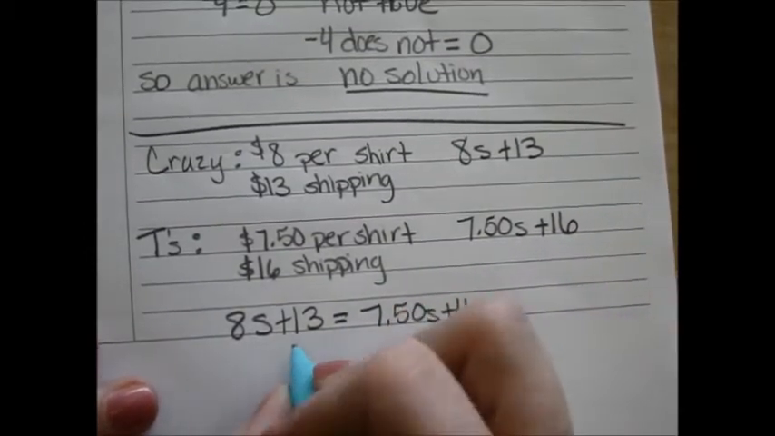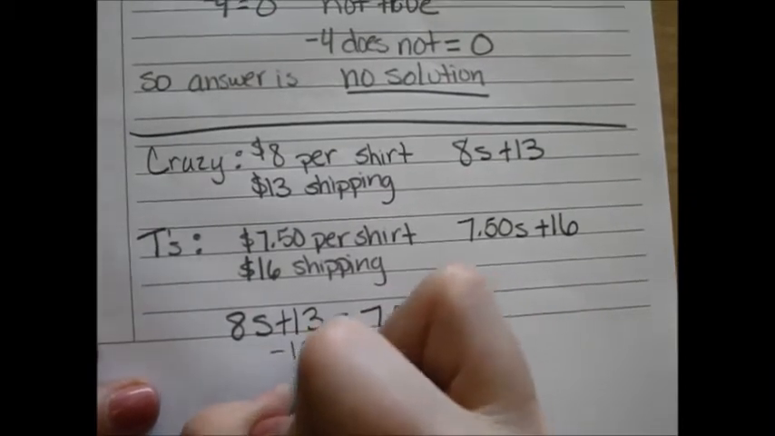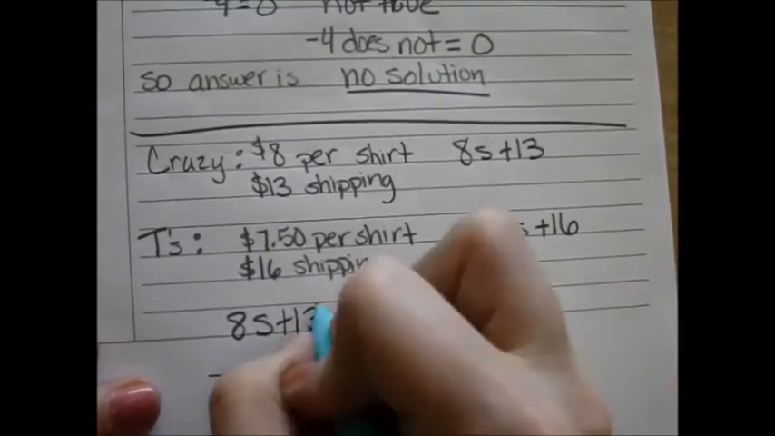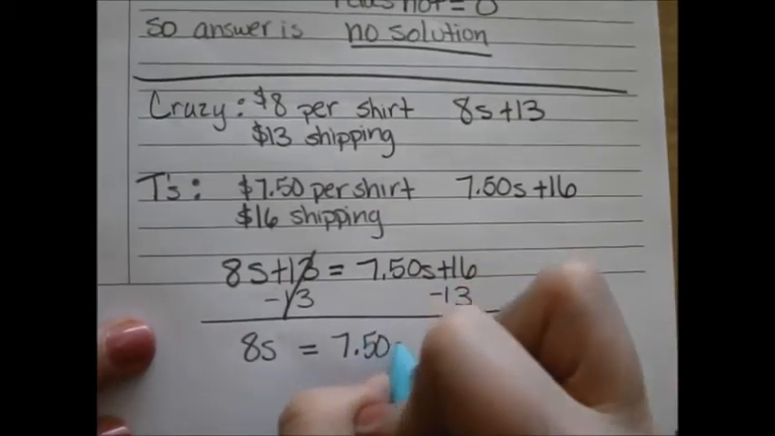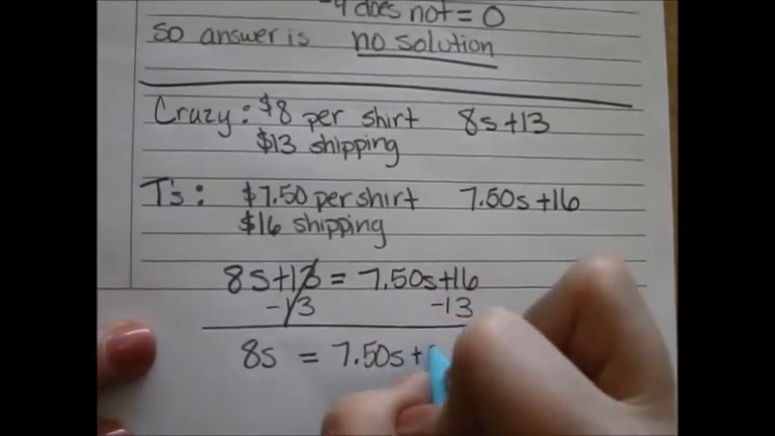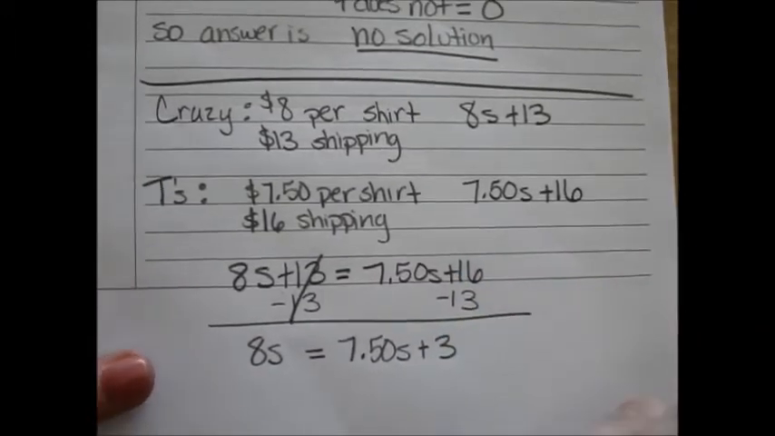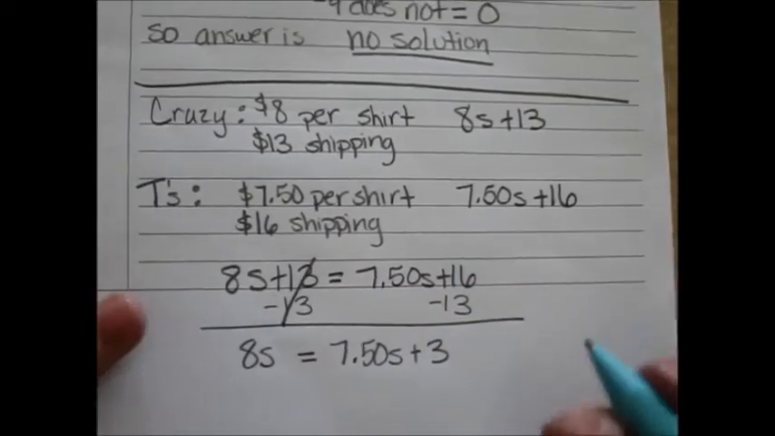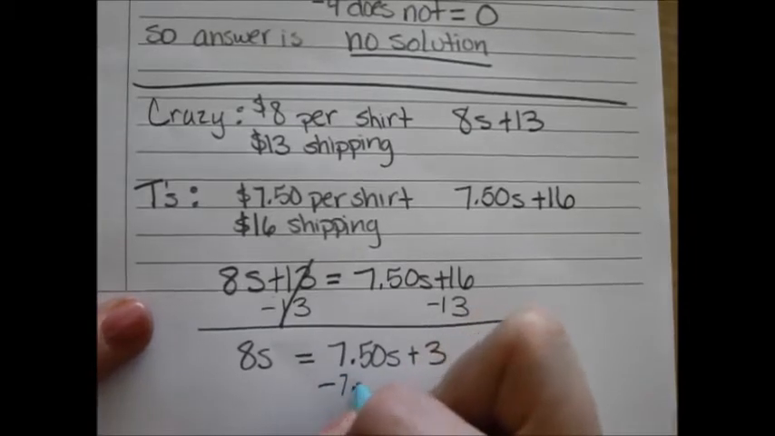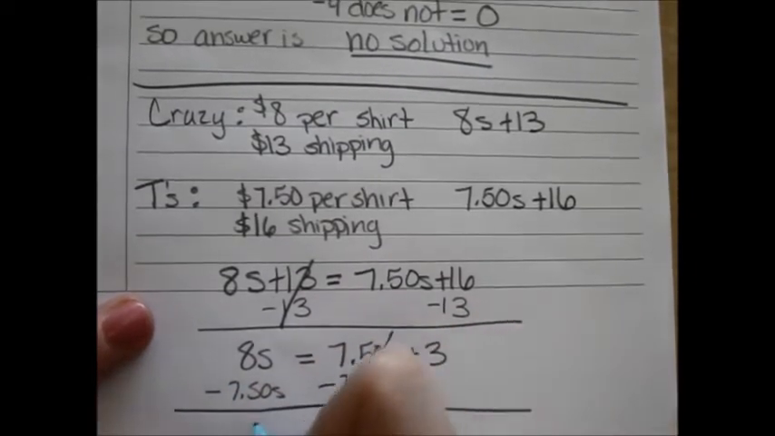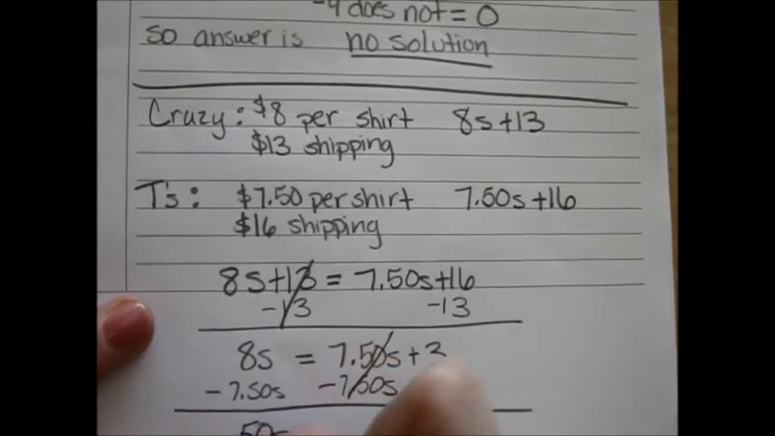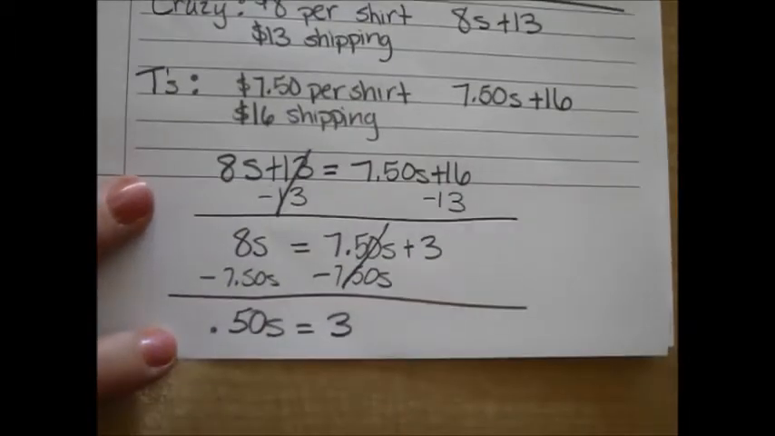So I'm going to solve this by combining like terms. I'm going to subtract 13 from both sides. I subtracted 13 and not 16, so that way I didn't end up with a negative number. I now have 8s equals 7.50s plus 3. And then I'm going to subtract 7.50s from both sides, and I subtracted 7.50 from 8 so that I'd end up with a positive 50 cents rather than negative 50 cents. In other words, don't introduce negatives if you don't have to.